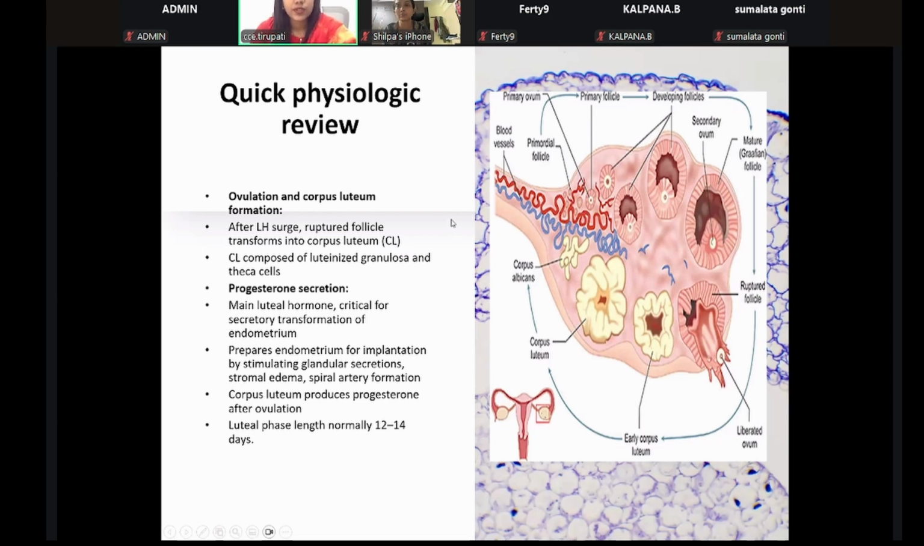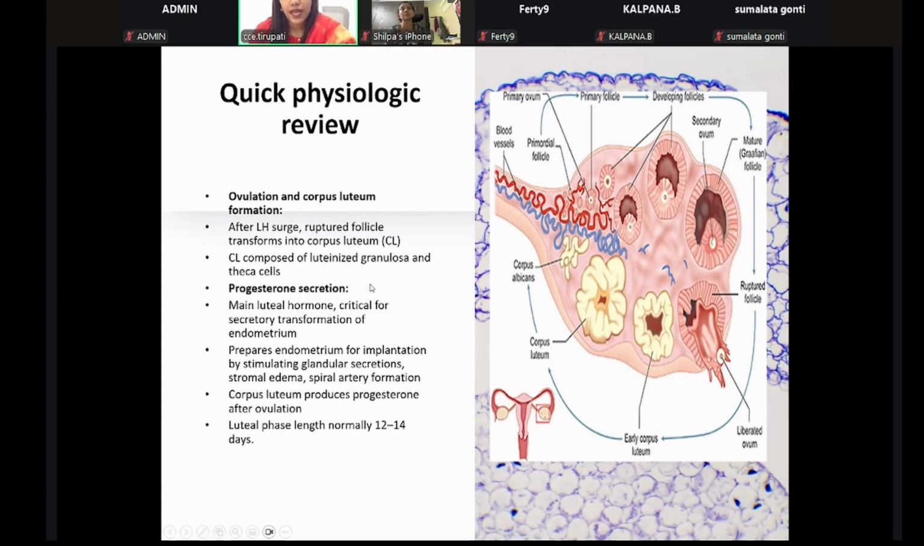Before going into the actual topic, let us have a quick review of the physiology. You all know about this, but just a quick recap. What happens in a natural cycle is that from day 2 of the cycle, the antral follicles get recruited. After day 5, the selection of the dominant follicle happens. Once the follicle becomes big enough, around 17 to 18 mm, around day 14, ovulation occurs and the follicle ruptures. After that, the ruptured follicle transforms into the corpus luteum, and the corpus luteum starts secreting progesterone.